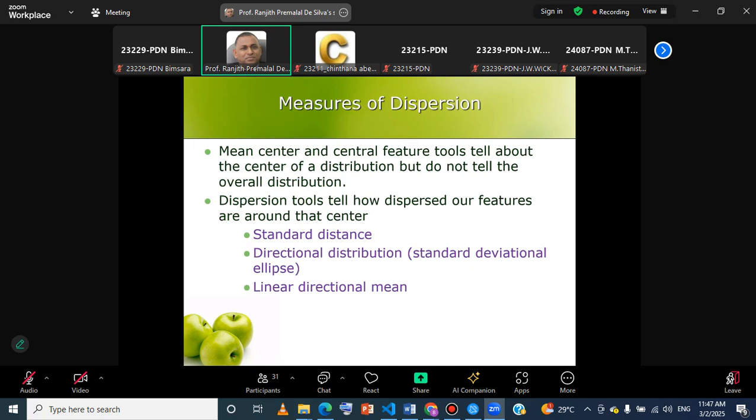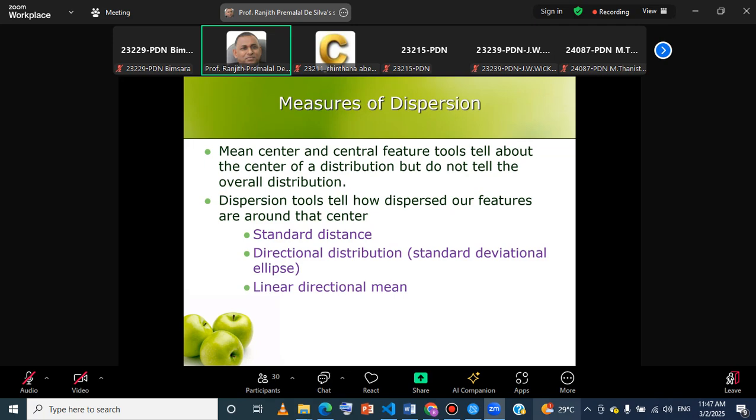Right, we'll go into the measures of dispersion. So far, we have been looking at measures of central tendency. Now we will look at measures of dispersion. Mean center and central feature tools tell you about the center of the distribution, but do not tell you about the overall distribution, how it works. Now, dispersion tools tell how dispersed our features are around that center.